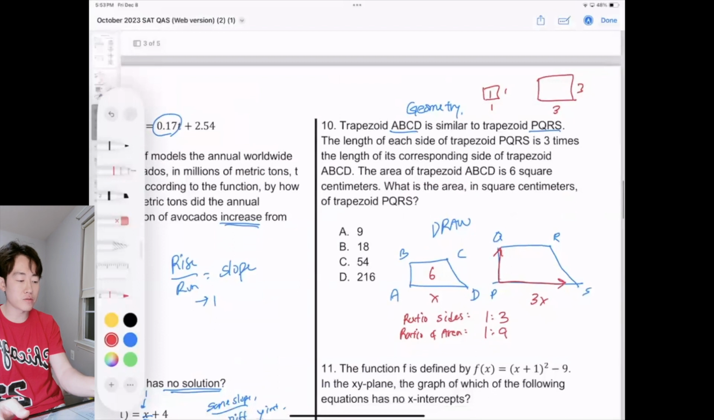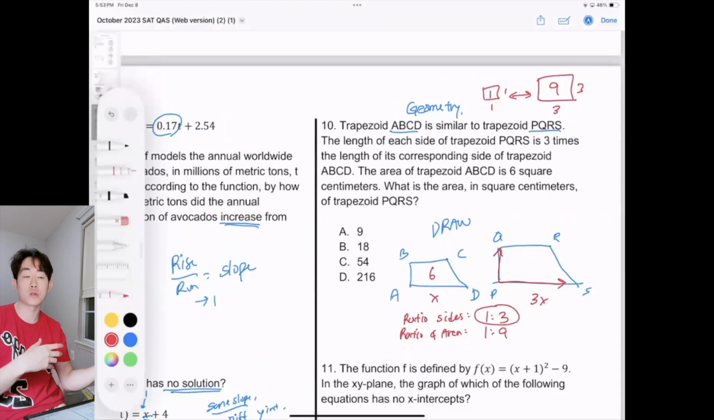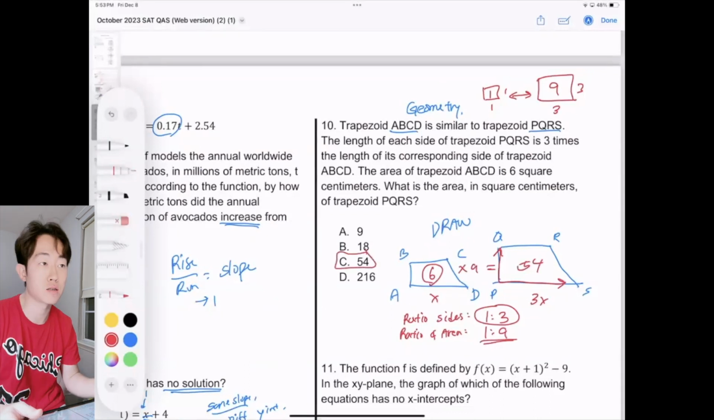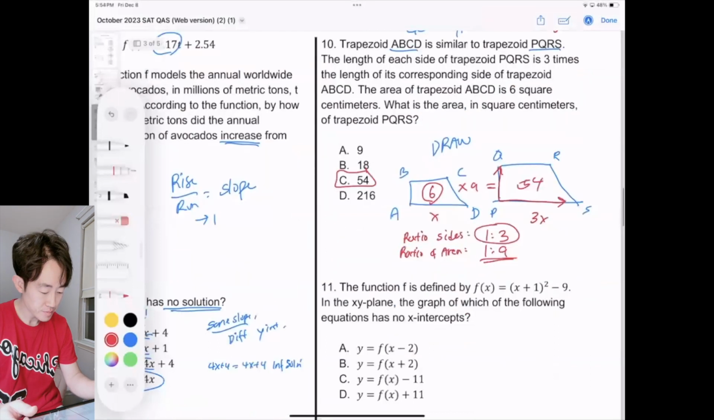Notice how the area of this is 1 and the area of this is 9. So the ratio of the area is always going to be the ratio of sides squared, because that's essentially what you're doing. You're multiplying one side and the other side, so you're doing it twice. So you're squaring. So if the ratio of the area is 1 to 9, and one of the areas is 6, the other one has to be 54. 6 times 9 has to be 54. So that's the answer here for number 10.